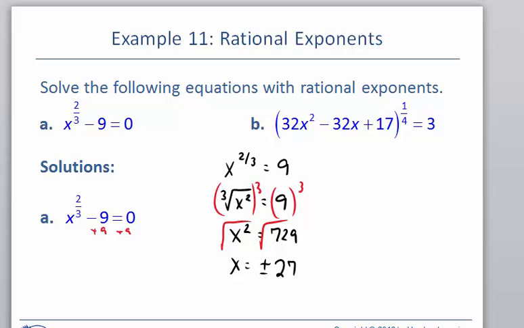All right, and again, you need to check your answers to be sure that your answers are both solutions. So you do have two solutions. X is equal to 27, x is equal to negative 27. In the interest of time, I'm not going to plug them back in right now, but you would want to, on your calculator, plug in the 27, plug in the negative 27, and make sure that both are solutions.